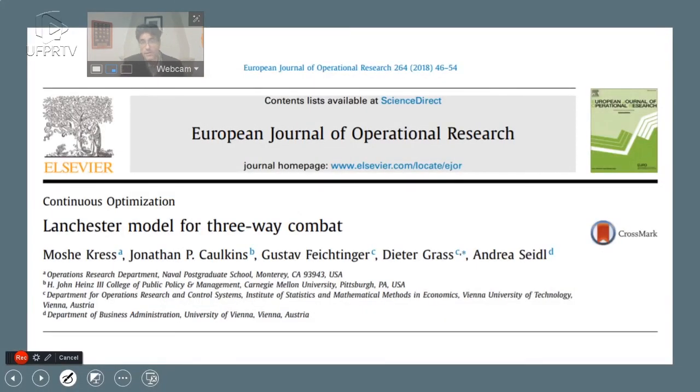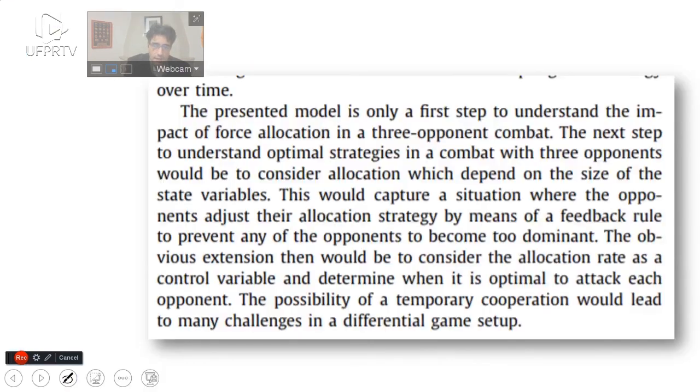Here you have something very different from the European Journal of Operational Research, the Lanchester model for three-way combat. So this is optimality, optimization. And here again, it's a nod to the future. So there's no in conclusion, there's no in summary, nothing like that. But they do say it's only a first step. So that already is a signal. The presented model is only a first step. They're talking about the future now, because they're saying this is just the beginning.